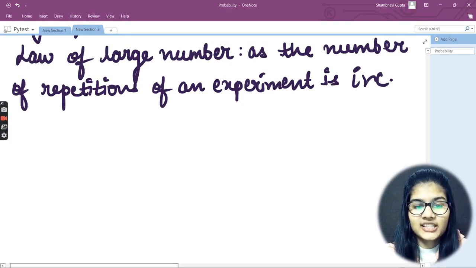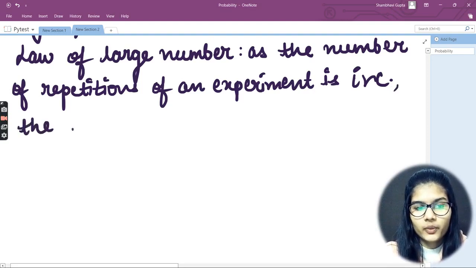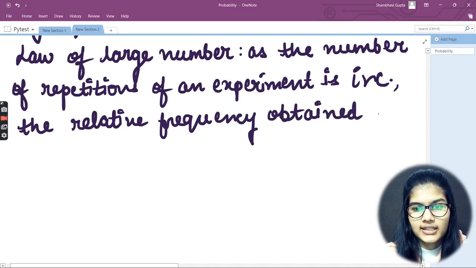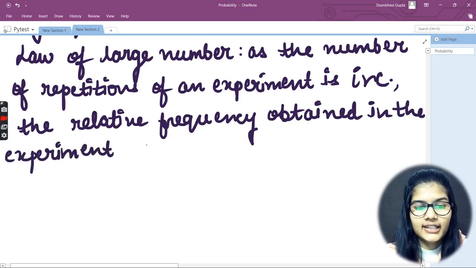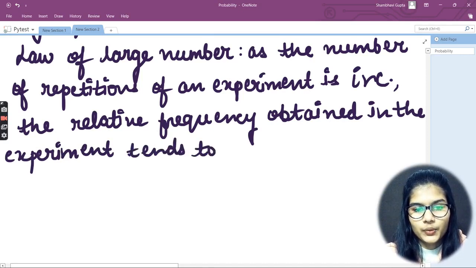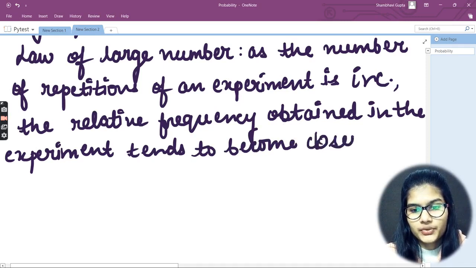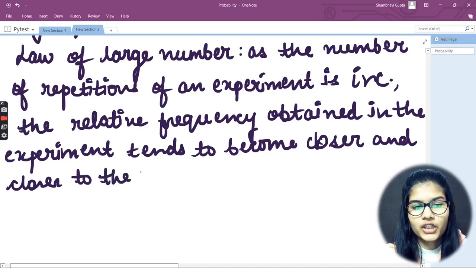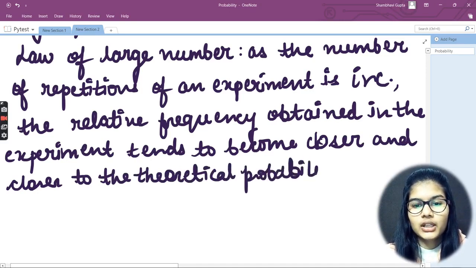So as the number of repetitions of an experiment is increased, the relative frequency obtained in the experiment tends to become closer and closer to the theoretical probability.